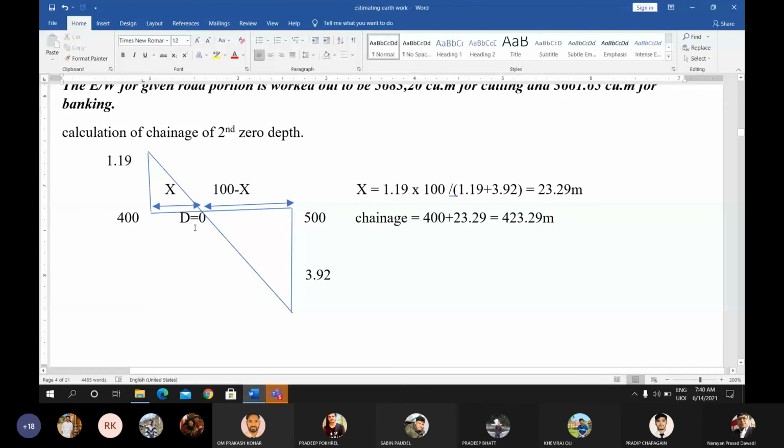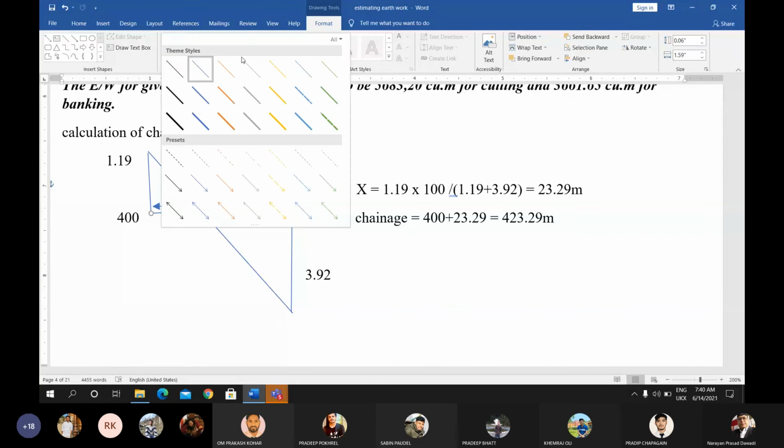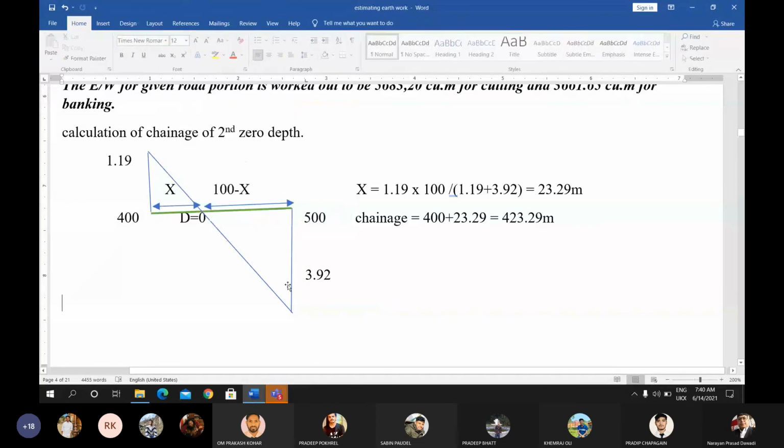You will get the shape of these lines this way. This is the horizontal line. This is the green line. First of all, draw the horizontal line. Mark the channels, starting channel as 400 meter and the ending channel as 500 meter. For the 400 meter channel, there is fill. So draw a vertical line above this line as 1.19 meter vertical. And from this 500 meter channel, this is the cutting depth. That's why I draw the vertical line below this line. Now join these lines.